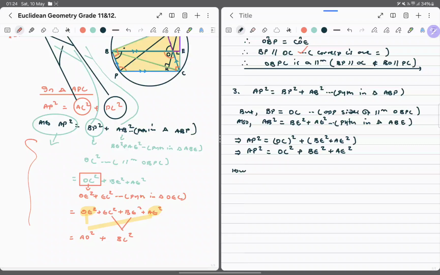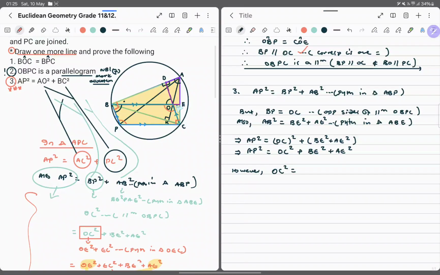however, we know that OC, did we say OC? Yeah. We know that OC squared is equal to, remember we said OC squared is going to be equal to OE squared plus EC squared. This is Pythagoras in triangle CEO.